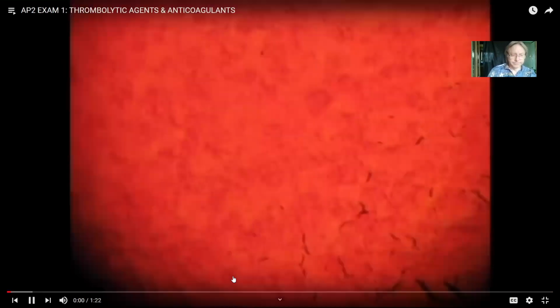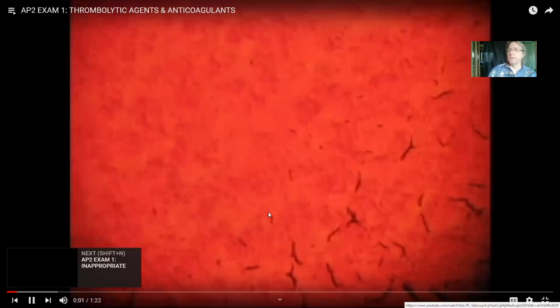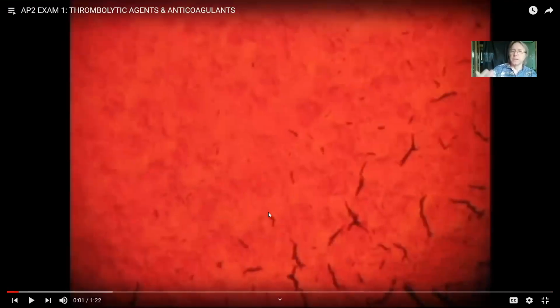I tell my students jokingly, so this is my blood, as you'll see, it's clotting, but proof. I have bled for you. How many of your other teachers could say that?